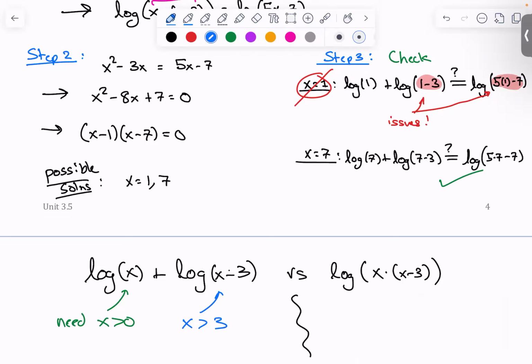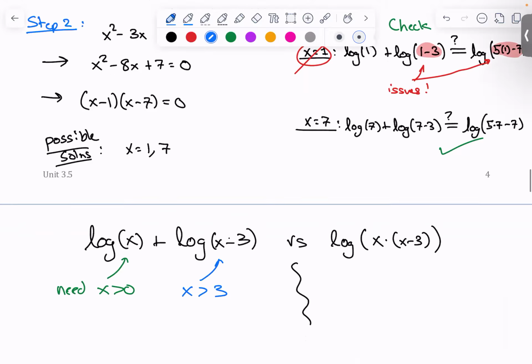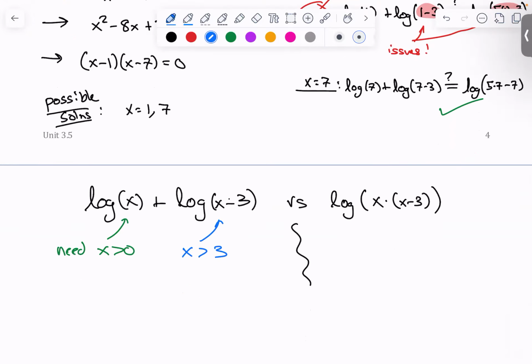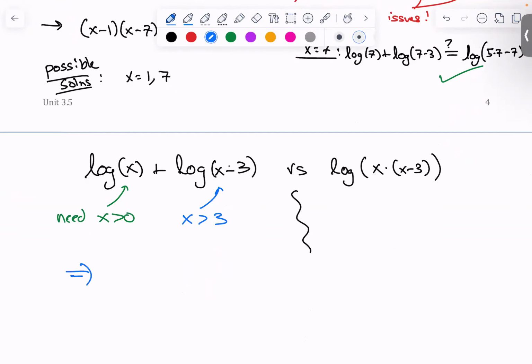The log of x is only well-defined as long as x is strictly greater than 0, and log of x minus 3 is only defined if x minus 3 is strictly greater than 0, which simplifies to x is strictly greater than 3. So, taking both of them into account, we need both of those things to be true. And so that requires that x needs to be strictly greater than 3.